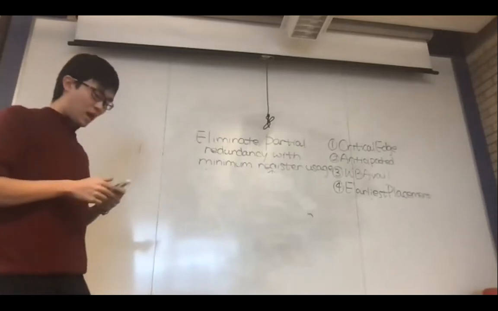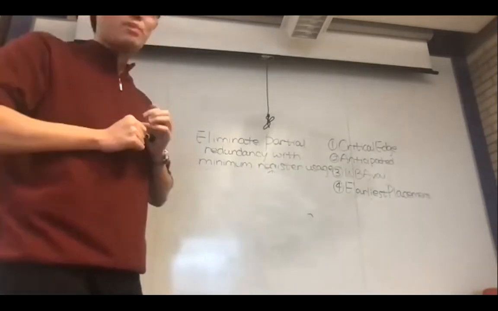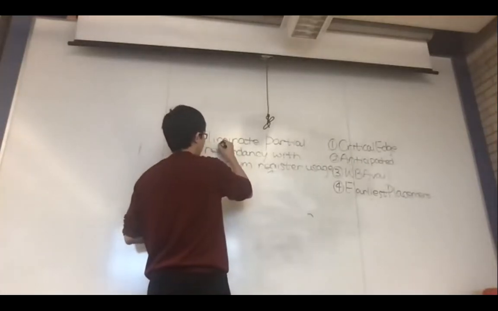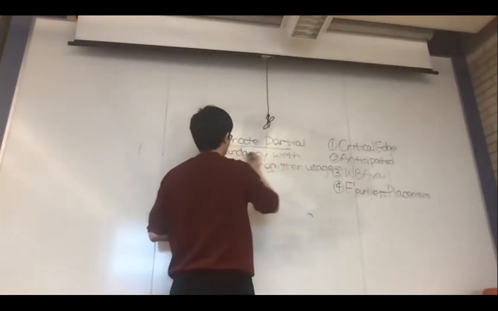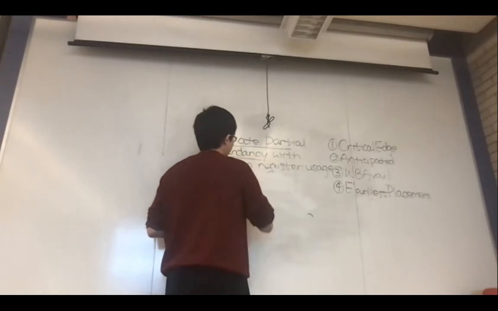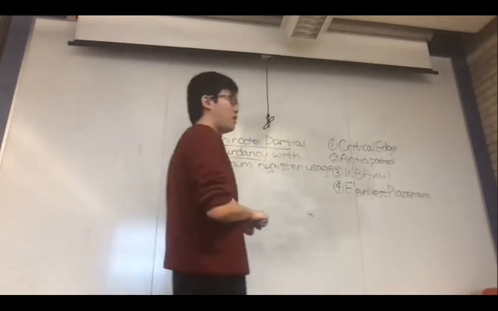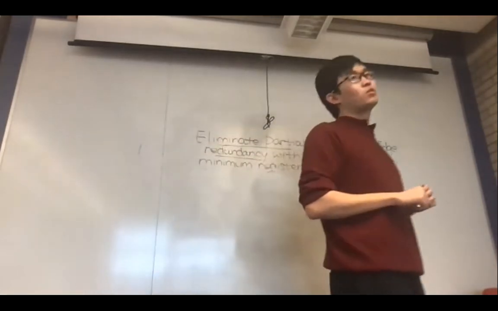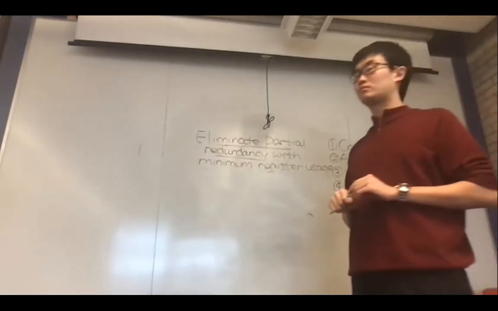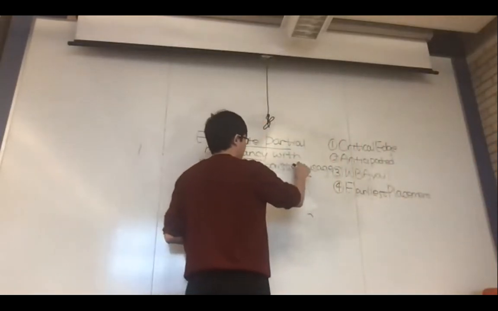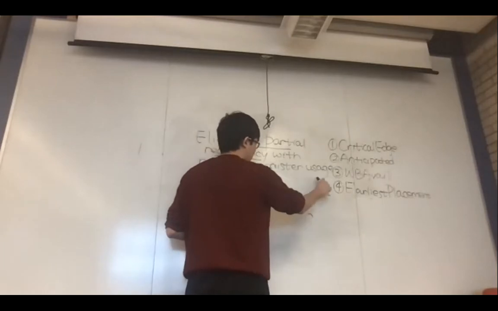So what we described previously is to eliminate partial redundancy, which, as we described, is the first half of the definition for lazy code motion. But what about the second half? What does it mean to eliminate partial redundancy with minimum register usage?